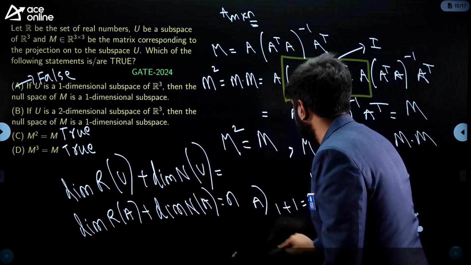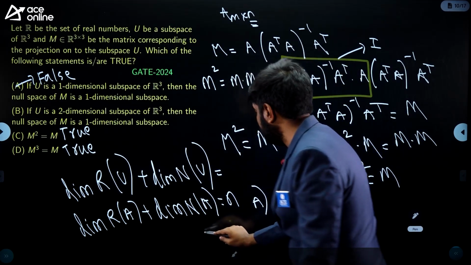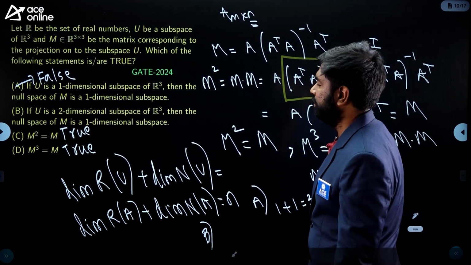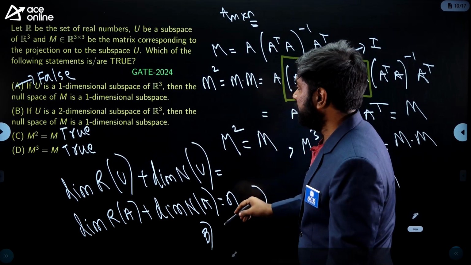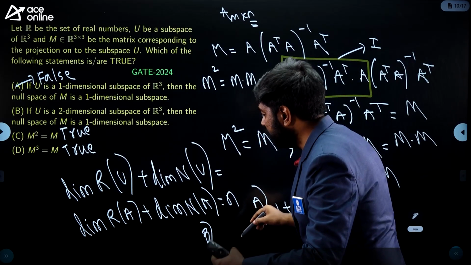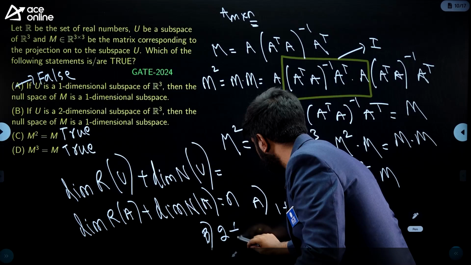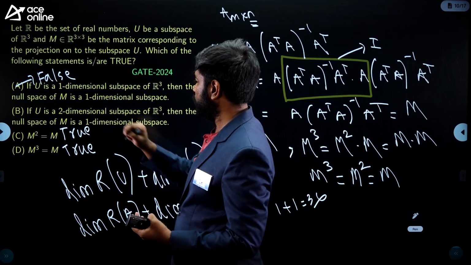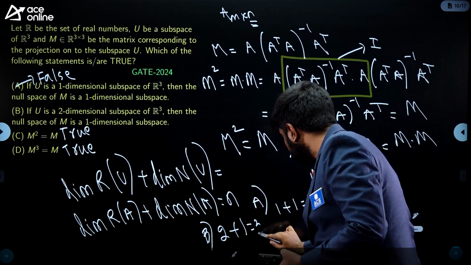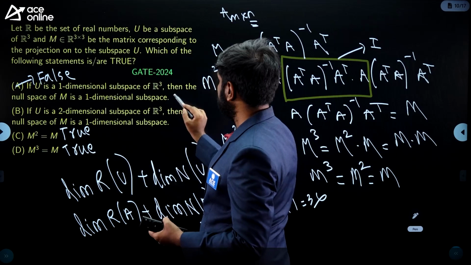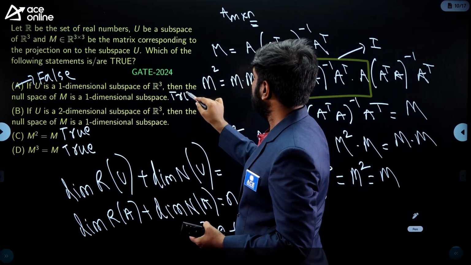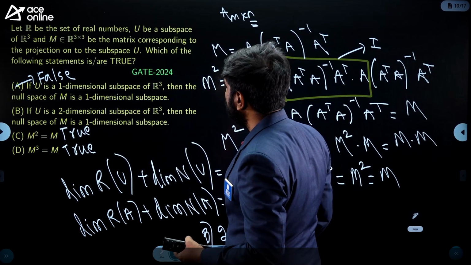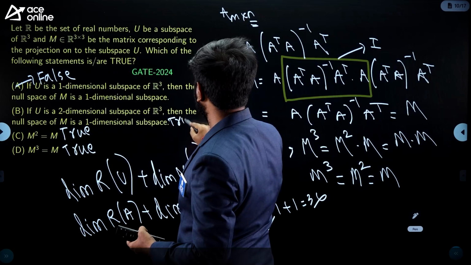So now let's look at option B. Let's see what option B talks about. I am verifying option B. It says if U is a two dimensional subspace of R power 3, that means the dimension of the range space of U is 2, plus the dimension of the null space of U is given as 1. Is it equal to 3? Yes, it is equal to 3. So it is a true statement. Oh, I am sorry, option B is a true statement without any doubt.